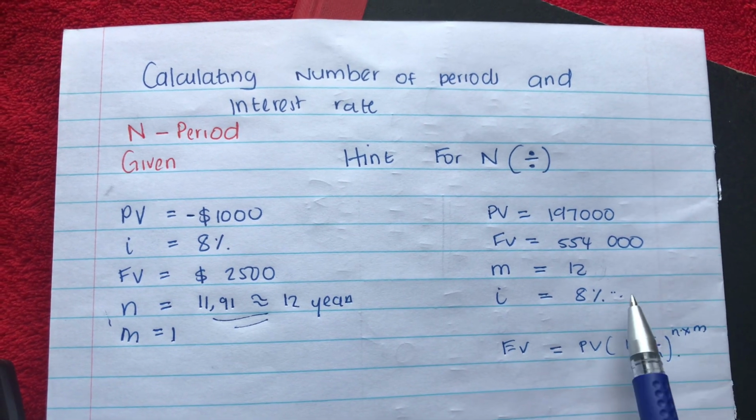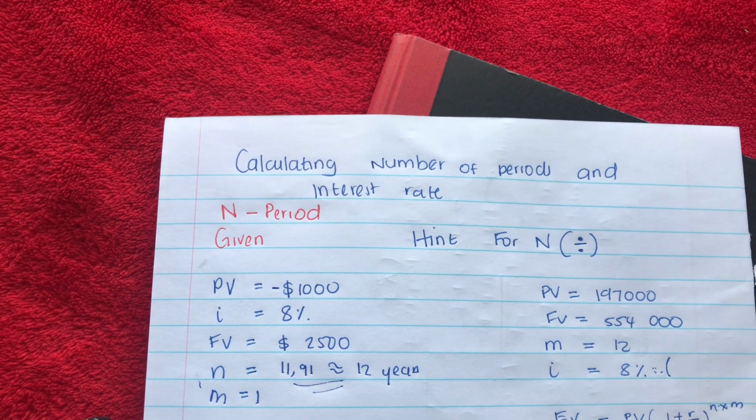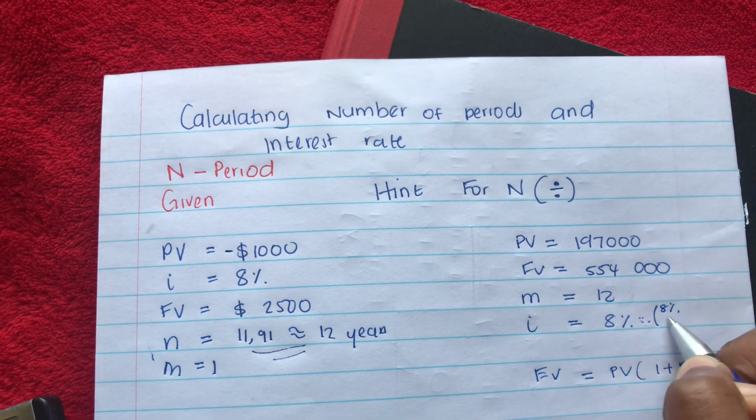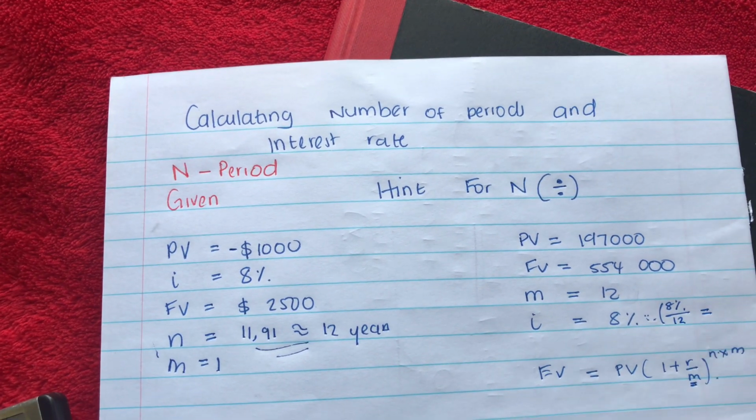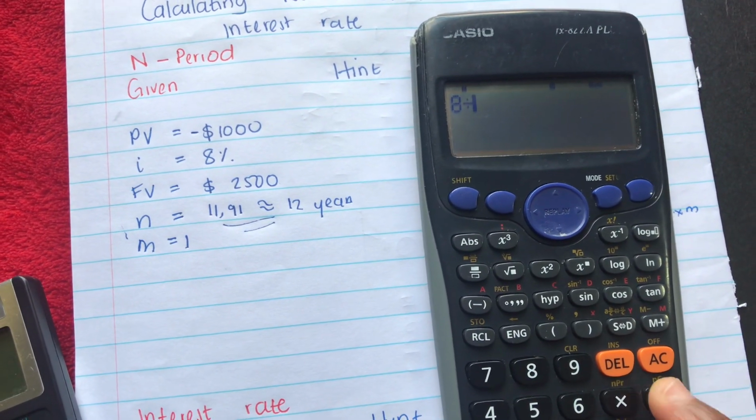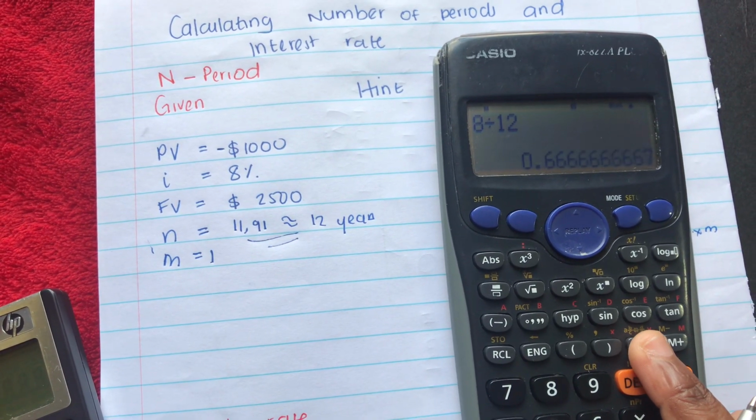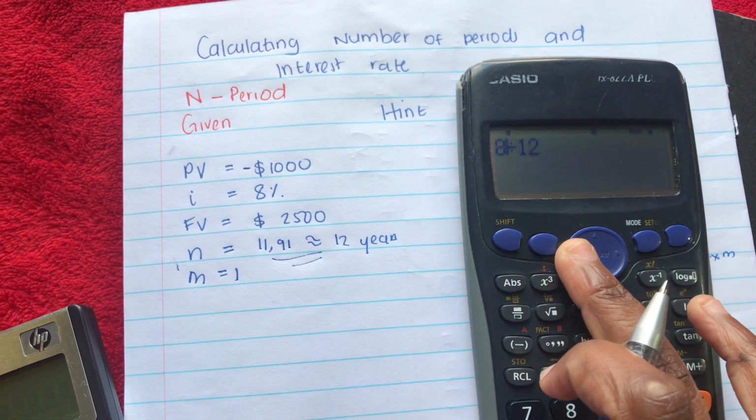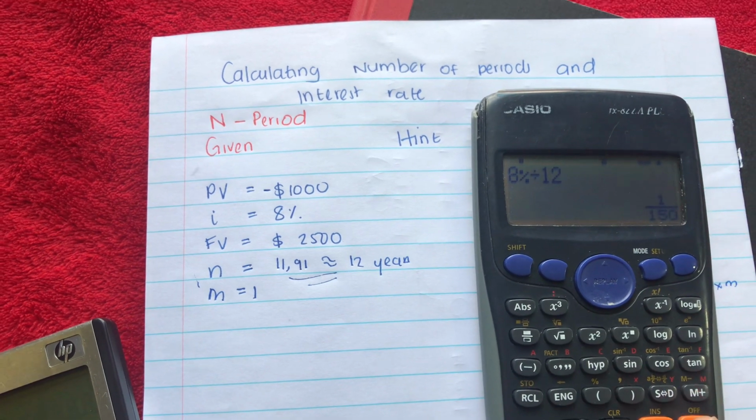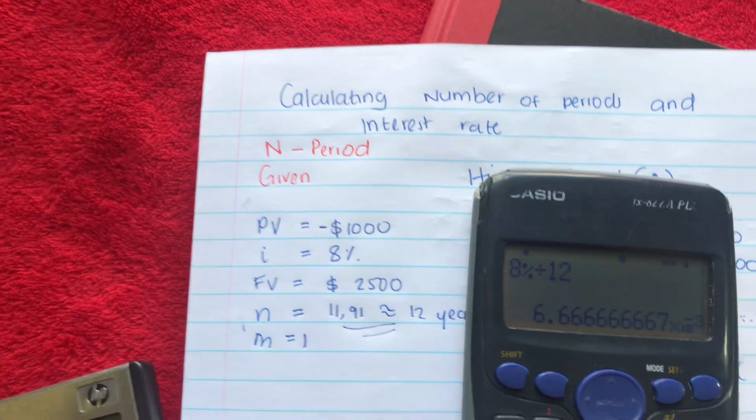Now that we have our interest rate, which is the percentage, but we don't know the number of years, we are going to use brackets. Into our brackets we put our interest, 8%, divided by 12. Then we find the answer. 8 divided by 12. This is in percentage, remember, because our 8 is a percentage. So it's going to be 6.67.